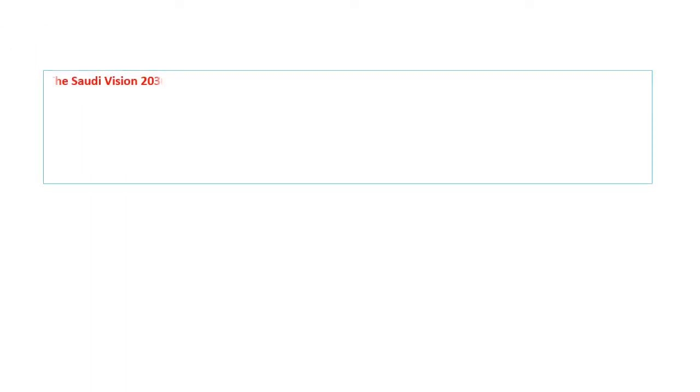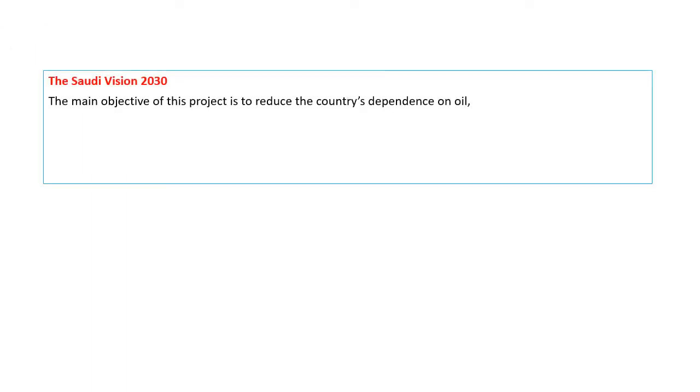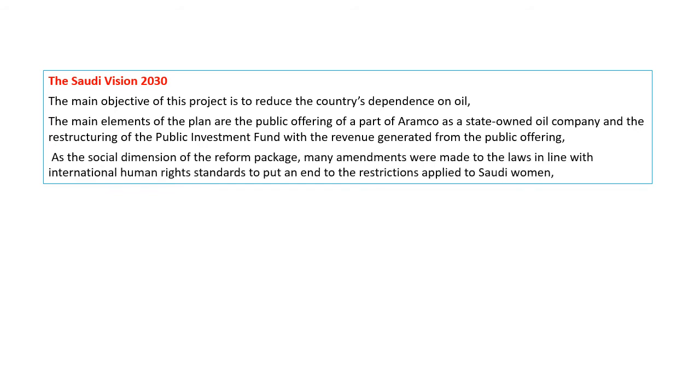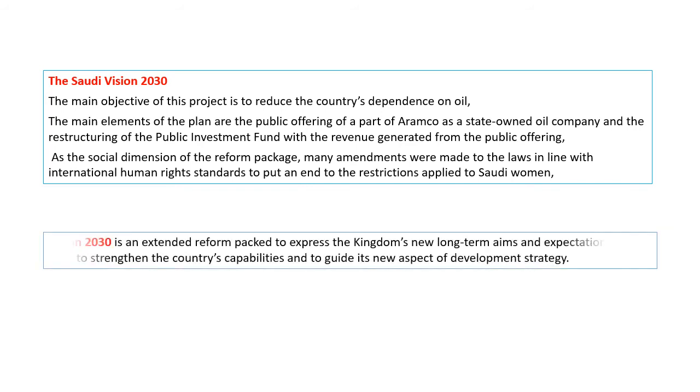The Saudi Vision 2030. The main objective of this project is to reduce the country's dependence on oil. The main elements of the plan are the public offering of a part of Aramco as a state-owned oil company and the restructuring of the public investment fund with the revenue generated from the public offering. As the social dimension of the reform package, many amendments were made to the laws in line with international human rights standards to put an end to the restrictions applied to Saudi women.